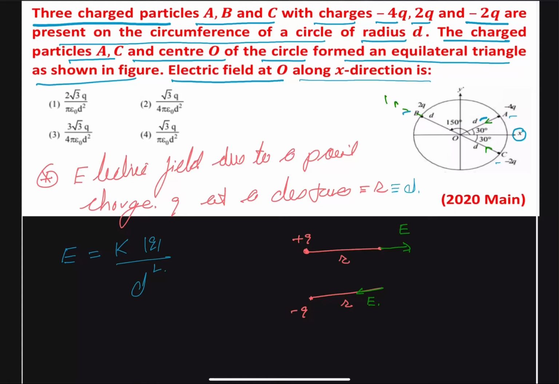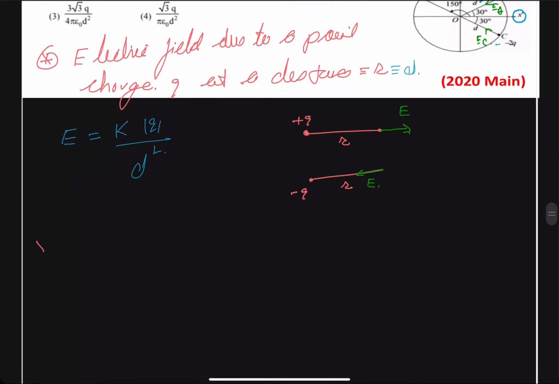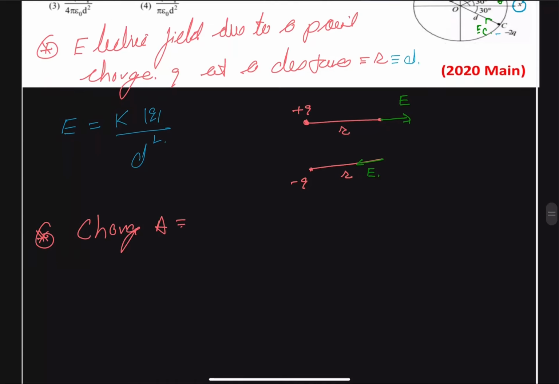Let us suppose this is our EB, EA, and we have this as EC. The angle along with the x-axis is given to us, and we are interested only in the x component. So we can say that the charge at A is our minus 4q and the angle is 30 degrees with respect to the x-axis.